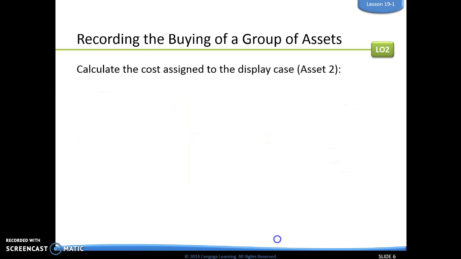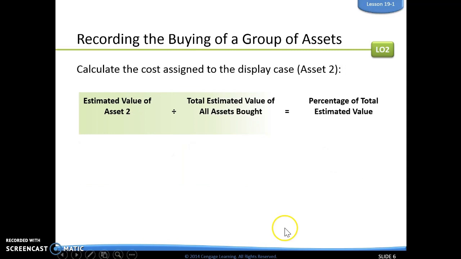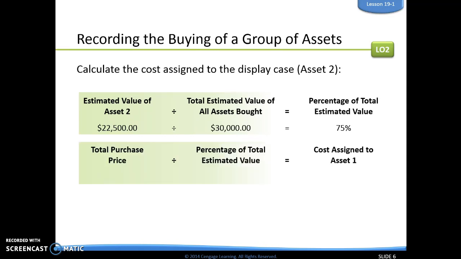Then we're going to look at asset 2, which is a display case. We estimated that one was worth $22,500. Our estimated value of both of them was $30,000. So again, we're going to divide. This percentage then is 75%. Again, the total price that we actually paid was $27,000. So we're going to take $27,000 times that 75%. And the cost that we're going to assign to that display case then is $20,250.